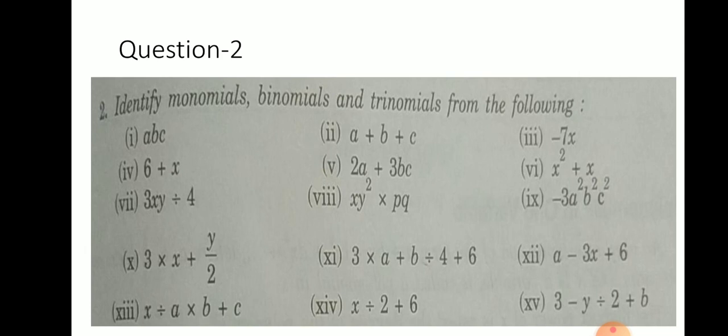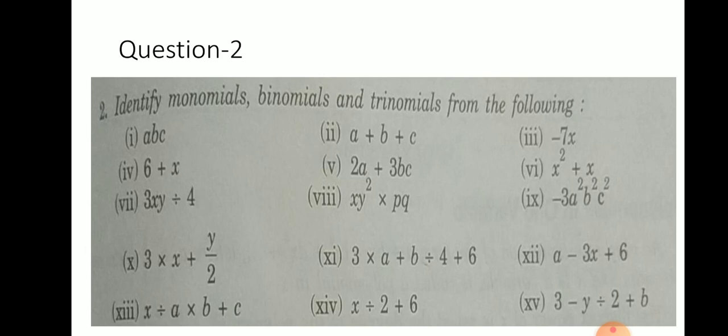Now coming to the 11th one, 3 into a, this is one term. b divided by 4, this is the second term. 6 alone is a third term. Those three terms are connected by plus symbol. So here we have three terms. That's why it is a trinomial. And the 12th question is also a trinomial. a, minus 3x and 6 are the terms in that.